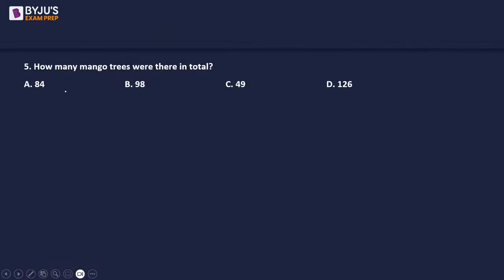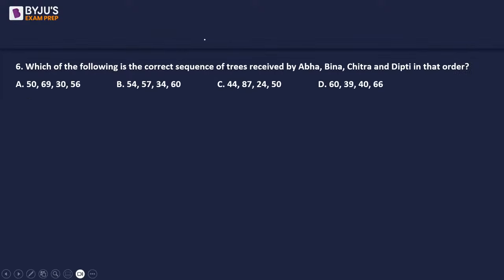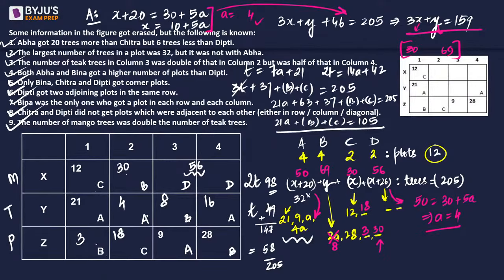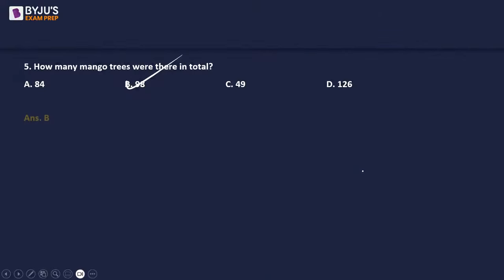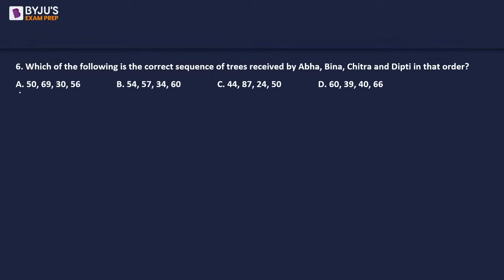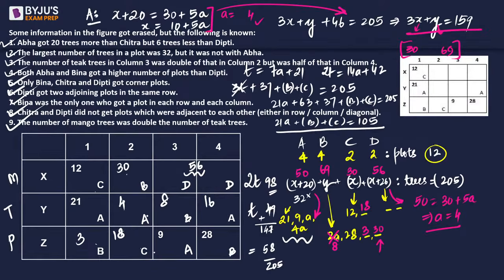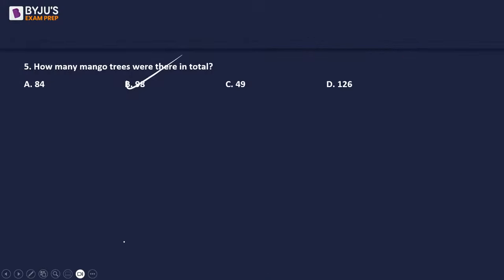How many mango trees were there in total? 98. Which of the following is the correct sequence of trees received by Abha, Bina, Chitra and Dipti in that order? So अगर ध्यान देंगे तो आभा को 50, बीना को 69, 30. 50, 69, 30 अगर देख लेंगे ऑप्शन में तो वही होगा, which is option A. Next is how many pine trees did Chitra receive? So pine trees Chitra, that is C, that is going to be 18.